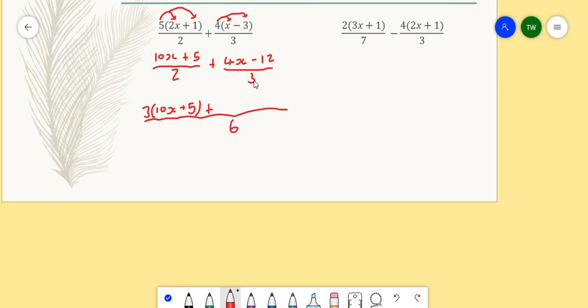We're going to take this 3 to divide 6. That's going to give us 2. And we're going to take 2 to multiply our numerator here. So we'll put a bracket, and we'll put 4x minus 12.